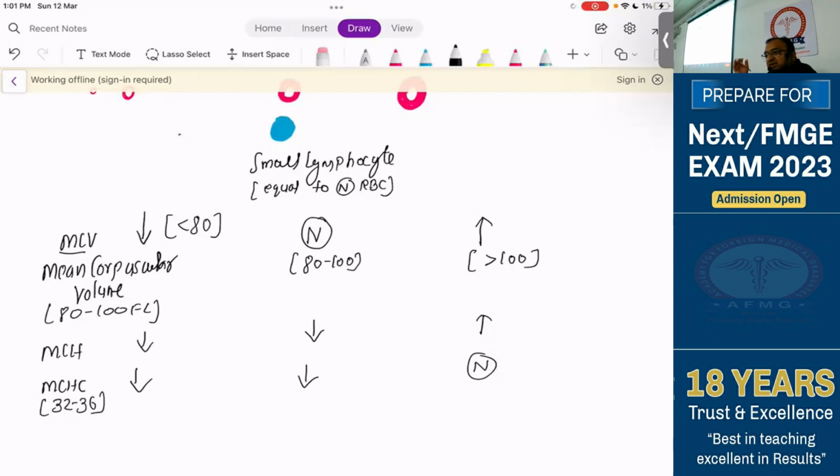क्योंकि उससे ज्यादा आप उसमें हीमोग्लोबिन डाल नहीं पाओगे. So that's why it will remain normal or decrease. It will not be exceeding its normal range. सो ये बात याद रखना, इसलिए मैंने यहाँ पर लिखा, नॉर्मल है. Even if MCV is increased, MCH is increased, but MCHC remains normal in macrocytic anemia. Otherwise, it will follow the MCV. Got my point? Okay.